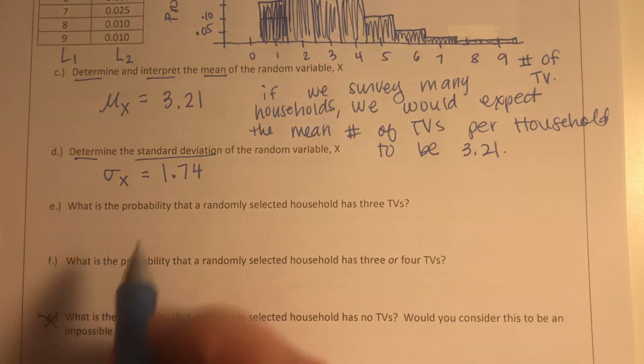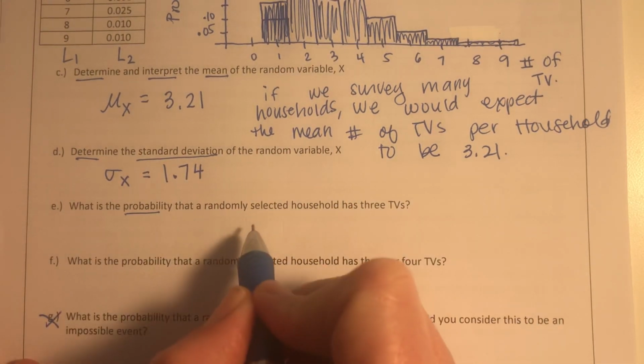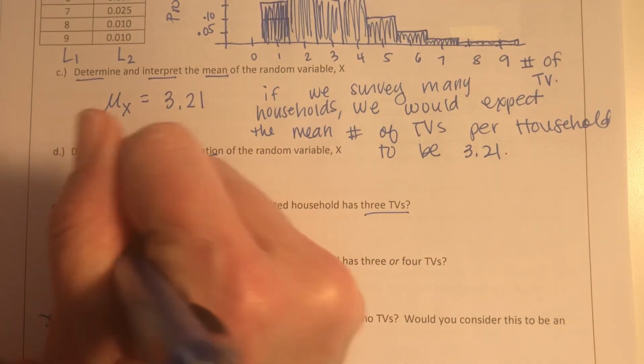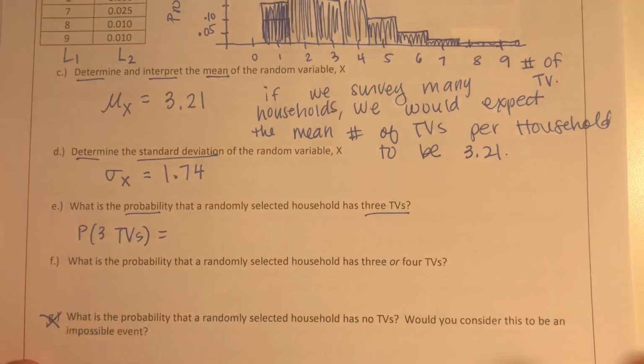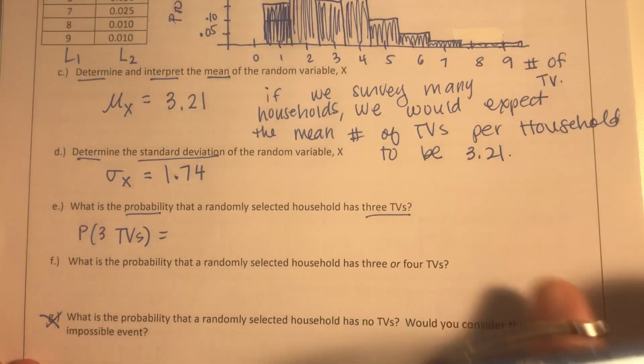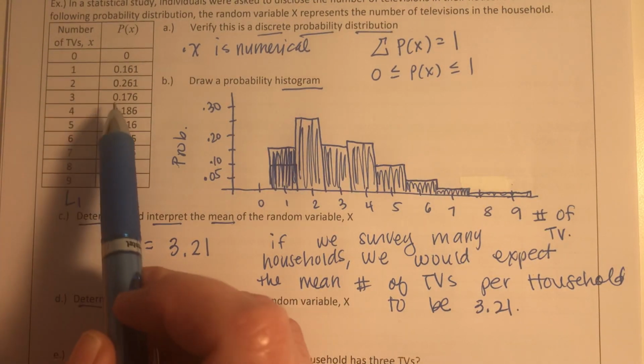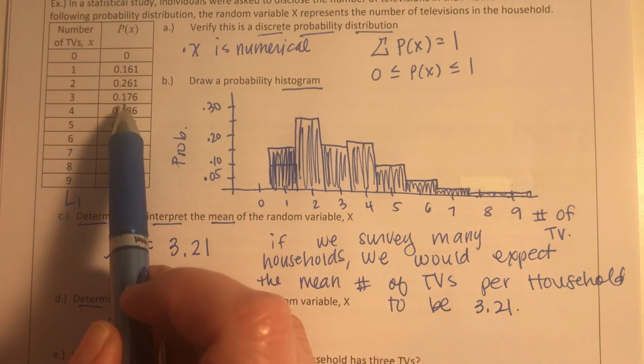Okay, the next question says, what is the probability that a randomly selected household has 3 TVs? So the probability of having 3 TVs is just found by reading our table up here. So if you go back and look at your table, the probability of having 3 TVs is equal to 0.176.